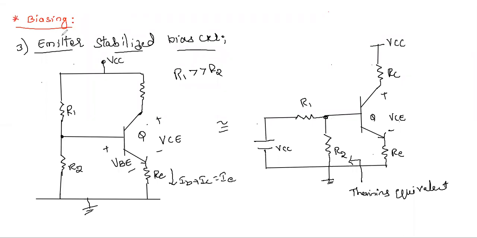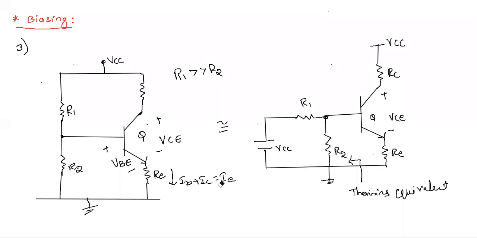So the third circuit is the emitter's self bias circuit, or the voltage divider circuit. You can name it as a voltage divider circuit. Here, one thing is the value of R1 we choose is much greater than the value of R2. So this is the voltage divider circuit.